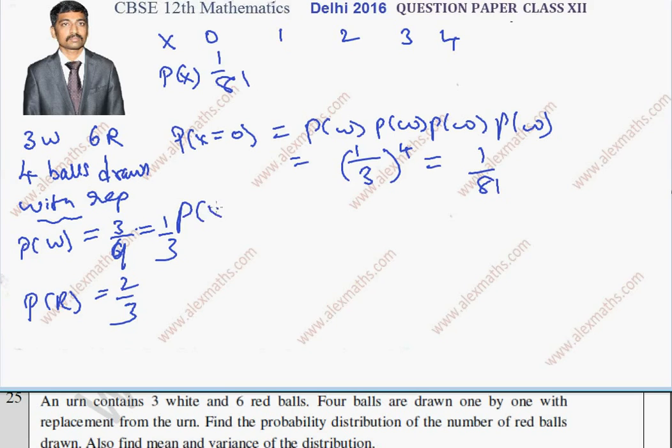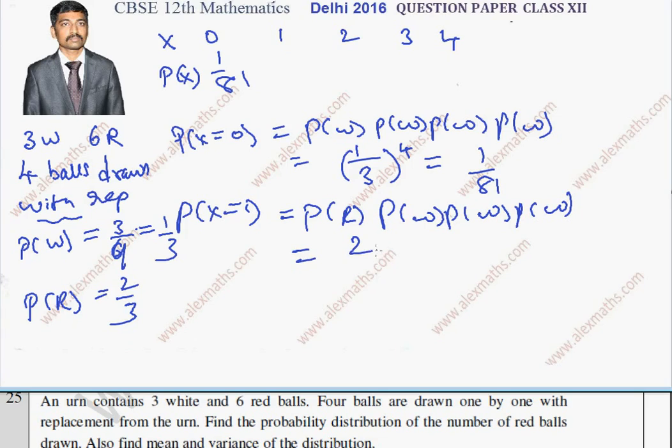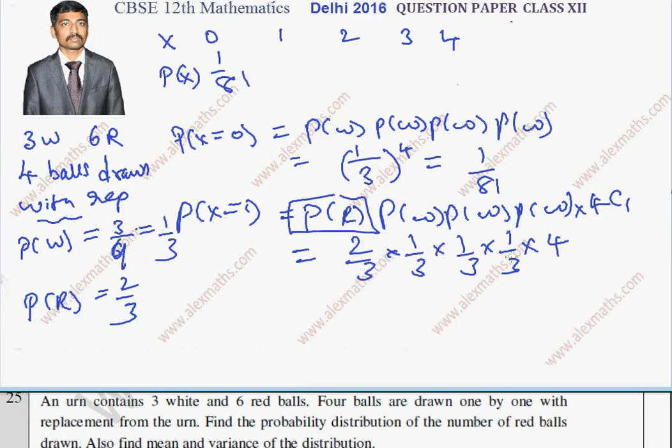Now P of x is equal to 1 means it is 1 red and all the 3 are white. So P of W into P of W into P of W, 3 times. This is 2 by 3 and the rest of the things are 1 by 3. But this red can be in any of the places, isn't it? Now here it is present in the first place. It can be in the second or third or fourth. So for including all the options, I have to put 4C1, which is 4. So totally it is 8 by 81.